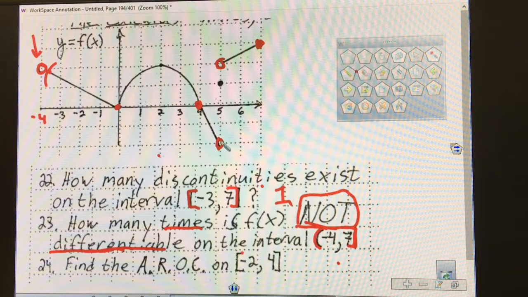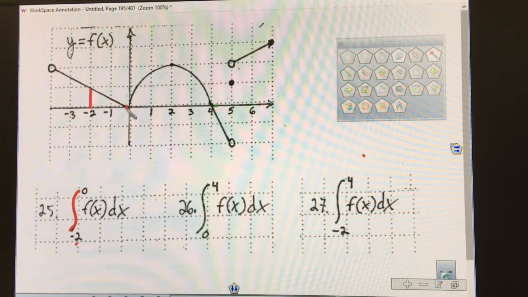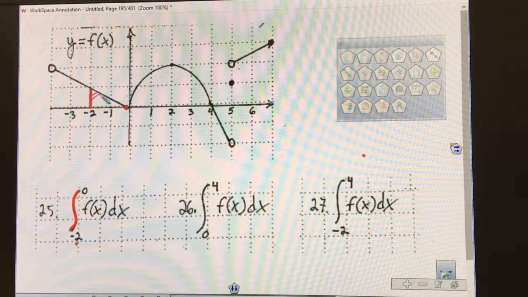2, not differentiable there. 3, not differentiable here. And 4. So it's going to be 1, 2, 3, 4 times it is not differentiable. The area on that closed interval from -2 to 0. So from -2 to 0, notice we have a little triangle. And all I want to do is find the area of that triangle.